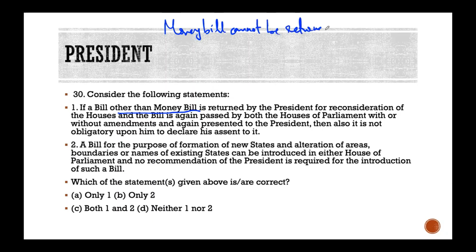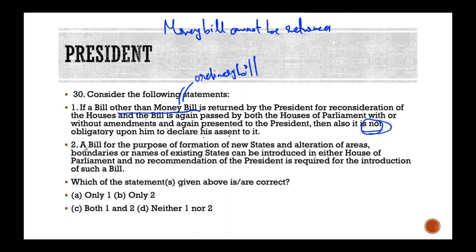So what is the bill that is other than a money bill? Ordinary bill, perfect. So we are talking about an ordinary bill. An ordinary bill is returned by the President for the reconsideration of the Houses, and the bill is again passed by the Houses of Parliament with or without amendments, and again presented to the President. Is it obligatory upon him to declare his assent to it? They are saying in the option that it is not obligatory.